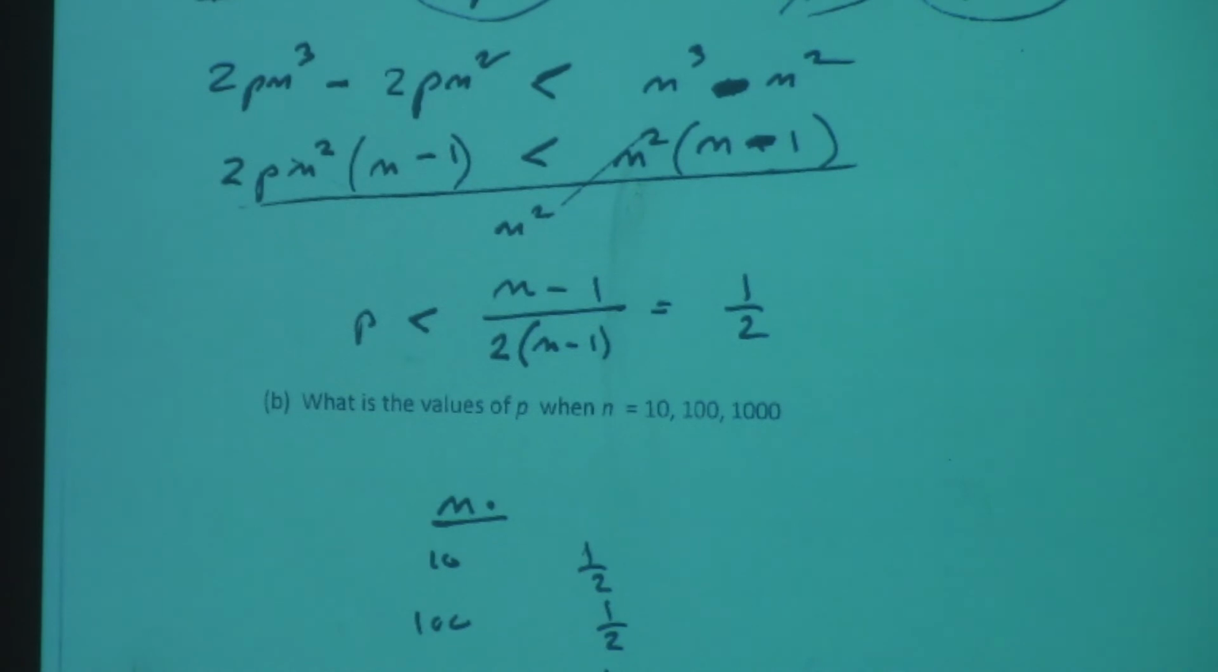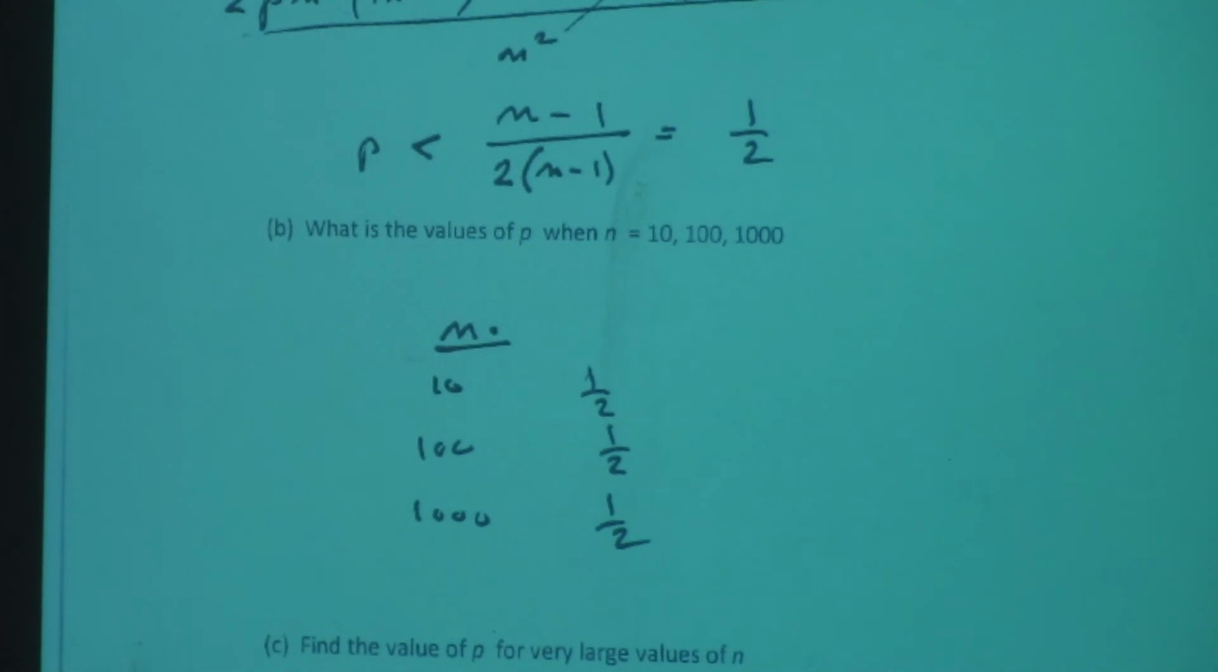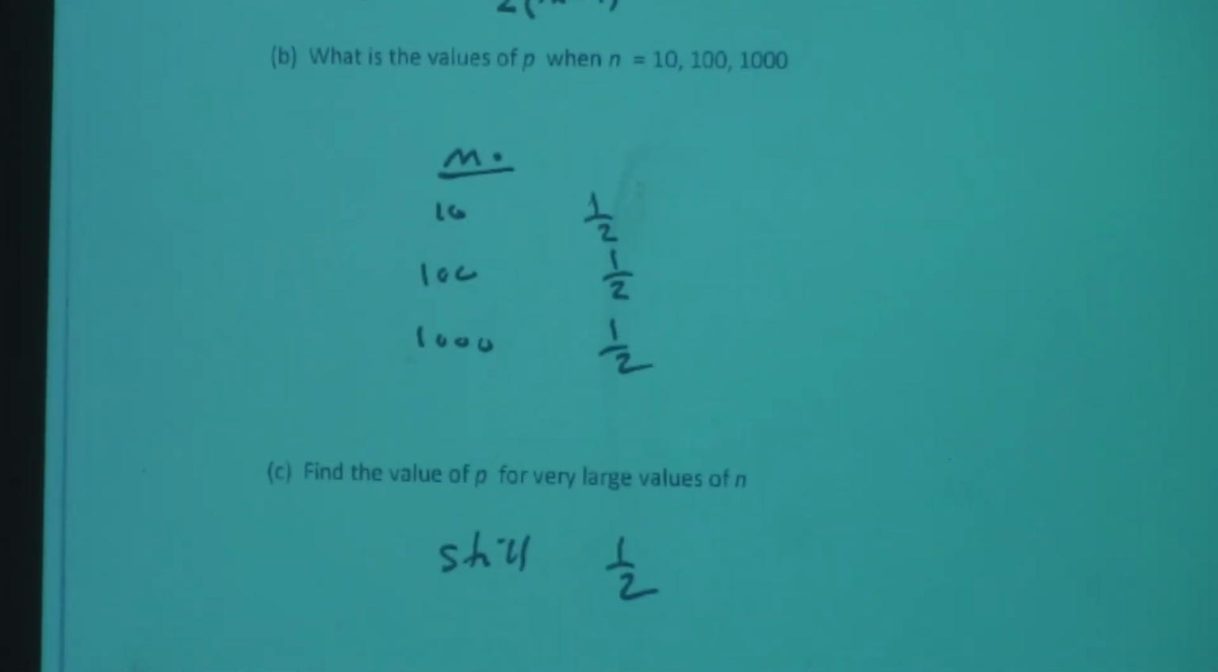Now, when are the algorithms the same? P is equal to 1/2. And when is the other one better? P is greater than 1/2. Yeah, that's it. Those are the options. Okay, find the value of P for very large values of n. Still 1/2. How many people got still 1/2?